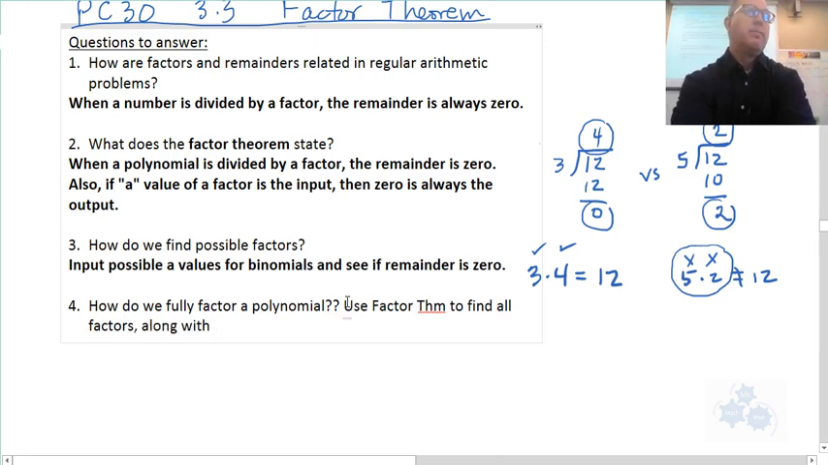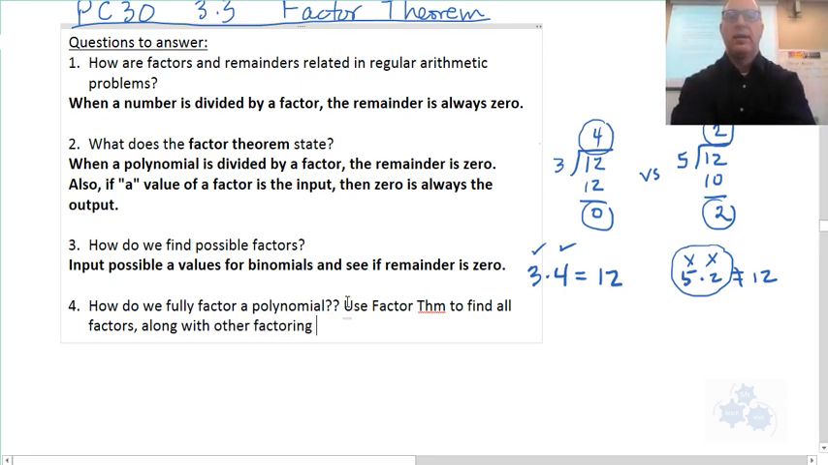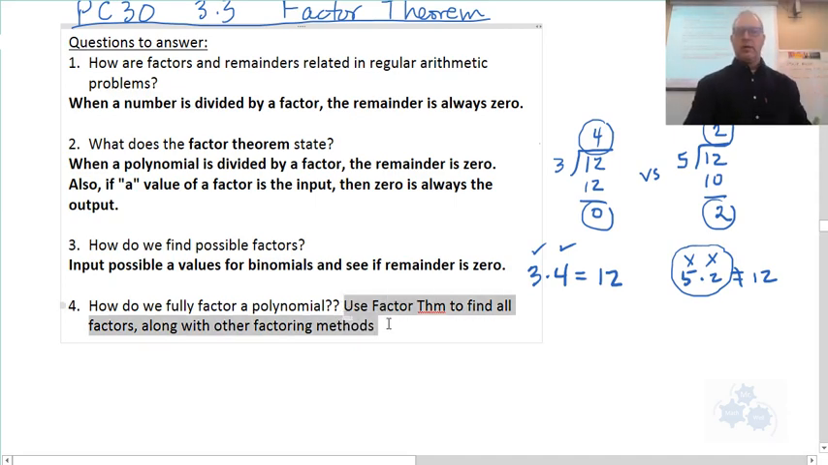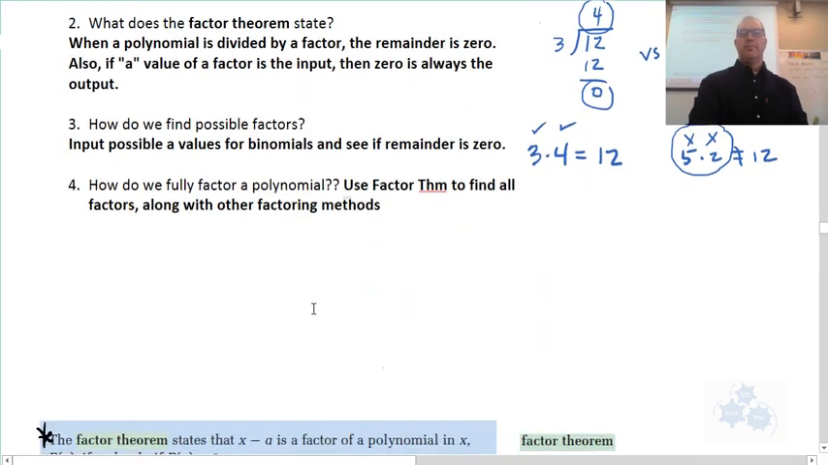Along with, when you get down to a trinomial, sometimes you don't have to use the factor theorem. Sometimes you can just factor that by sight, along with other factoring methods that we've already used. So we're going to use the factor theorem, and THM is an abbreviation for theorem, just in case you're wondering. All right, and we may have to use the factor theorem 2 or 3 times, though. And so we'll go through an example here with this.